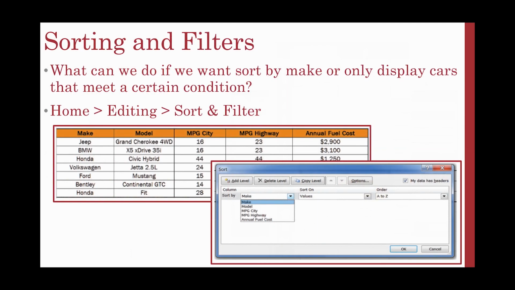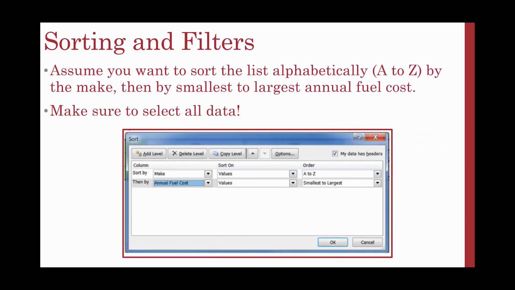So what does sorting and filtering do? What do we do if you want to sort data or only display certain data? So we can use the sort and filtering options, which allow you to sort by different column headers, sort on values in your order. So assume I want to sort a list alphabetically by make and then smallest to largest by annual fuel cost. I would select all of my data. The first thing I want to do is sort by make. I want to sort values on A to Z, and then I want to sort by annual cost and then smallest to largest. So this is very useful if you want to do multi-level sorting and not just a simple sort of smallest to largest or A to Z on a single column.